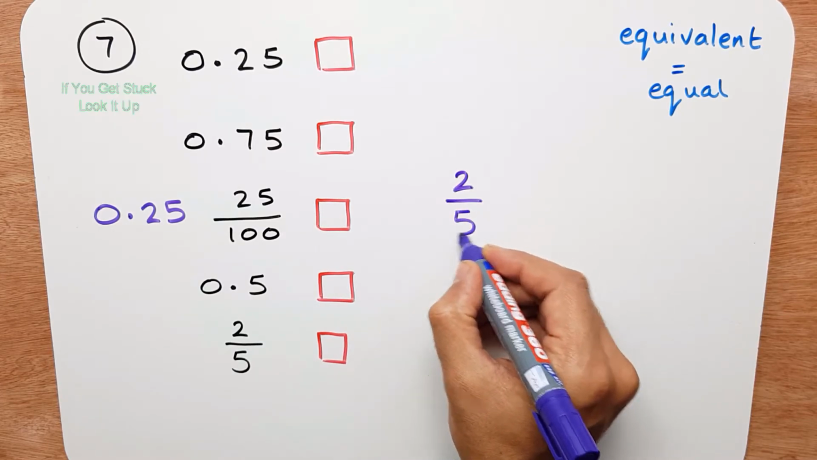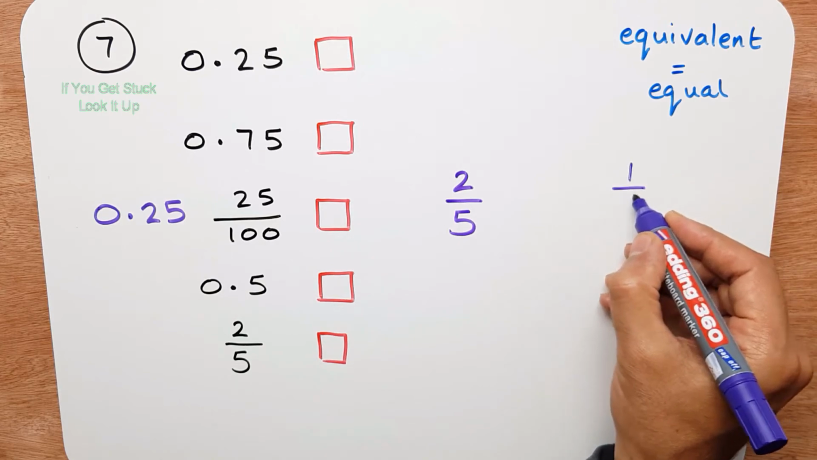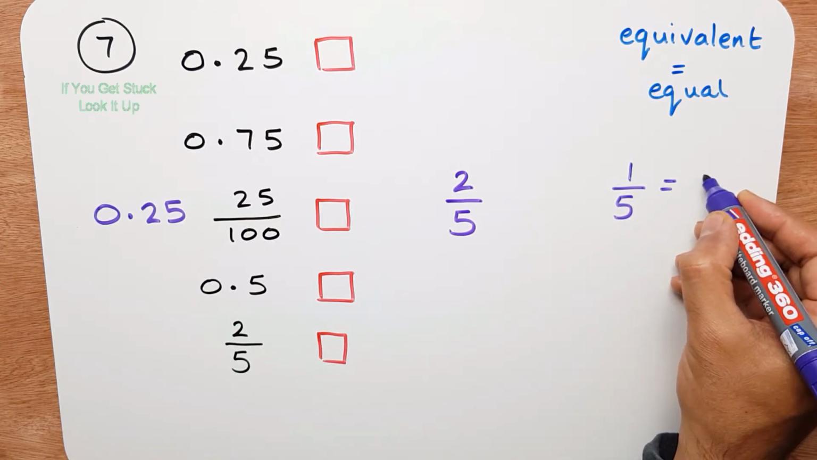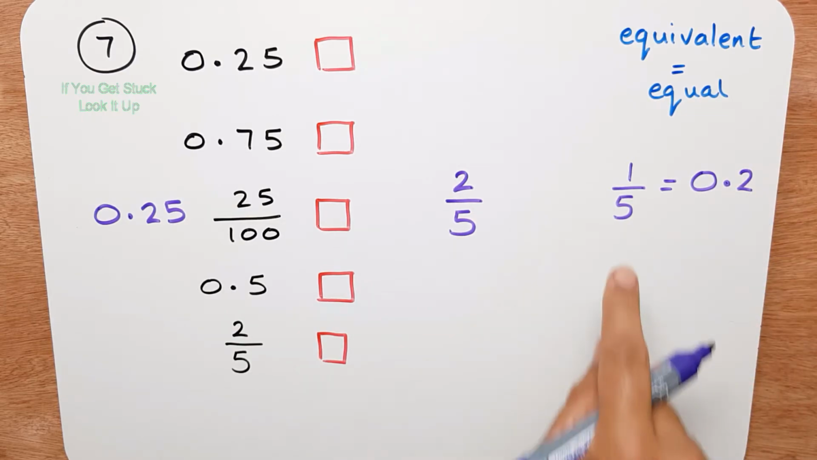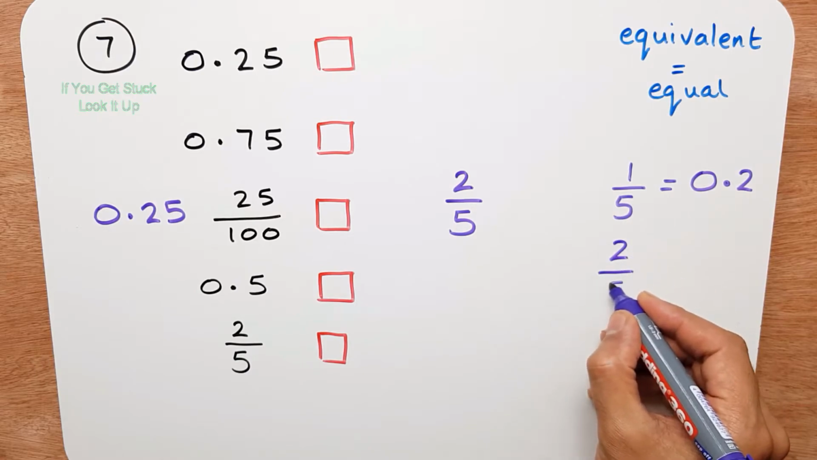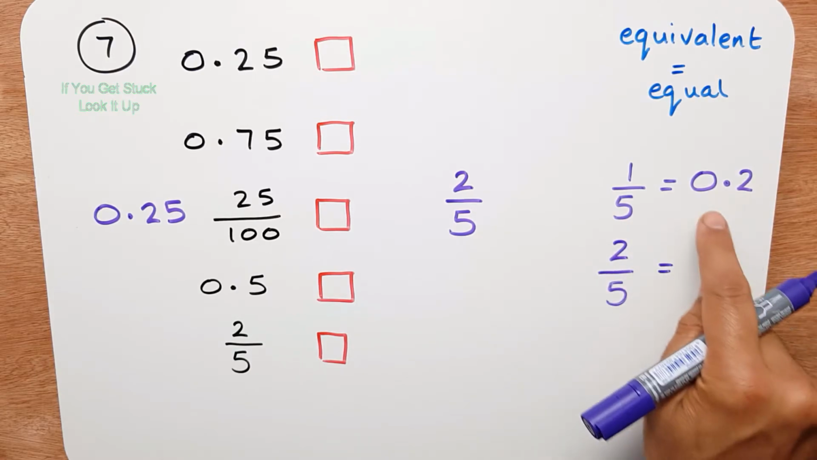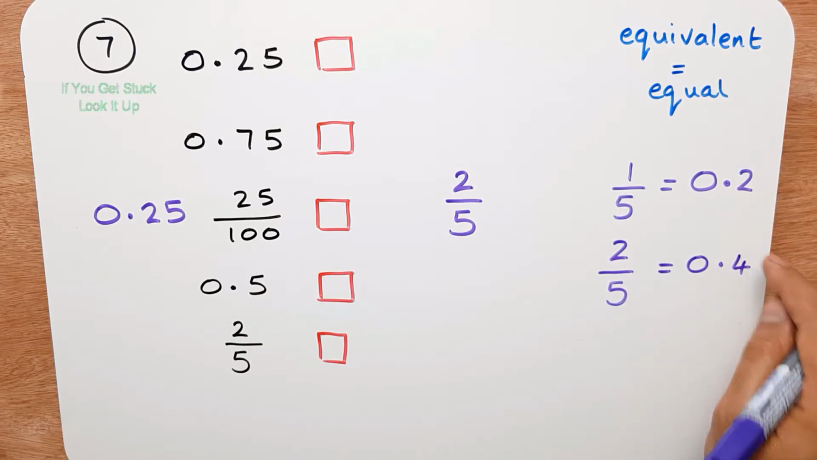Let's look at this one. 2/5. Now, one fact you should know is that 1/5 is the same as 0.2. Now, if 1/5 is 0.2, 2/5 will be 0.4. So try to learn these facts.